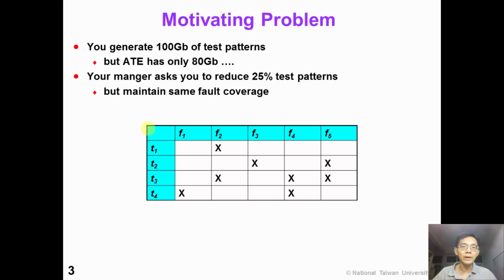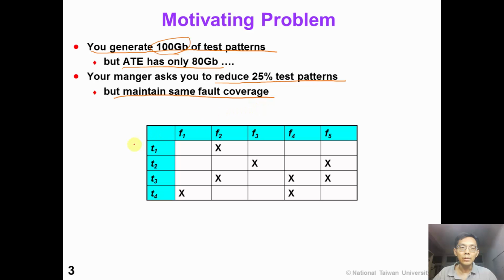Here is our motivating problem. Suppose that you work very hard and generate a lot of test patterns. The total volume of test data is 100 gigabits. Unfortunately, your ATE has only 80 gigabits. So your manager asks you to reduce 25% of your test patterns. But you are required to maintain the same fault coverage. What can you do?